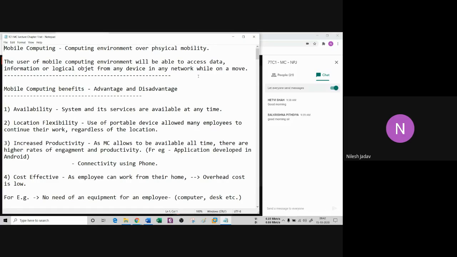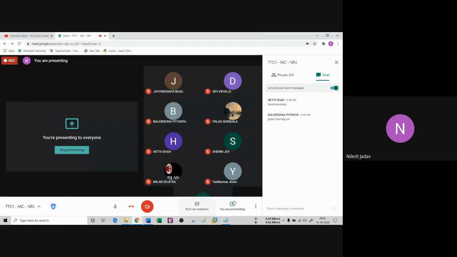Do not share the screen, otherwise you will get everything. Okay, so now just tell me, what do you understand? The need of mobile computing, advantage and disadvantage. All right, okay. Any other thing that you can add here?